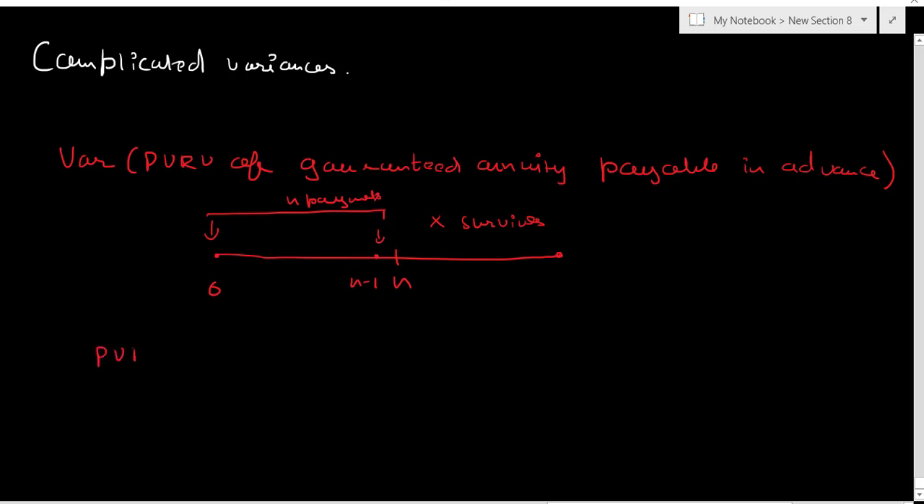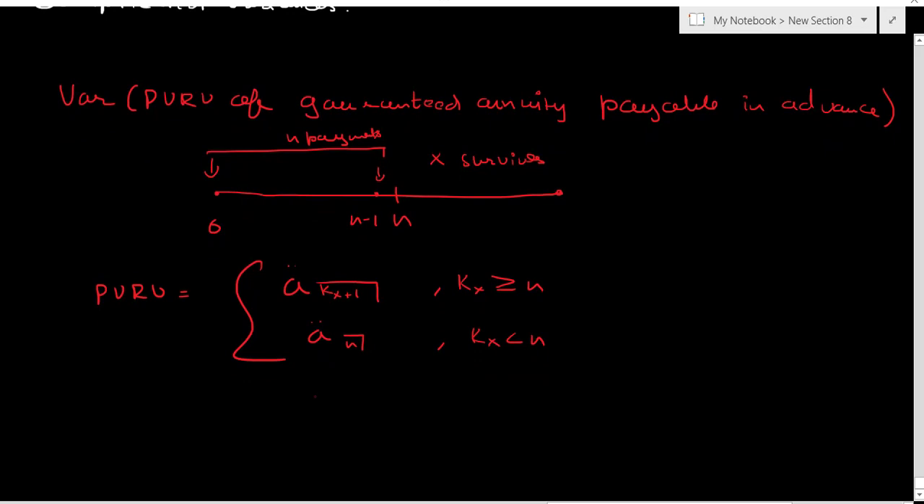So if I talk about the present value random variable of such a contract, it is a-due K_x plus 1 after this time, after n, so when K_x is greater than or equal to n, and it is a-due n when K_x is less than n. So that is what the contract is. If I want to write this in the form of a single notation, this can be written as a-due maximum of K_x plus 1 comma n, because we are taking whatever is maximum here.